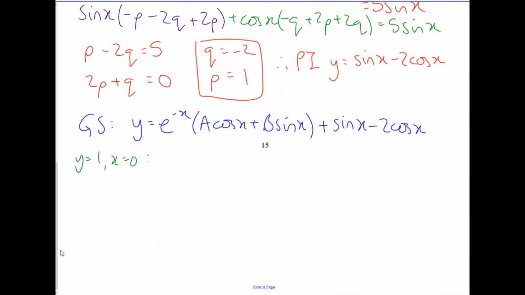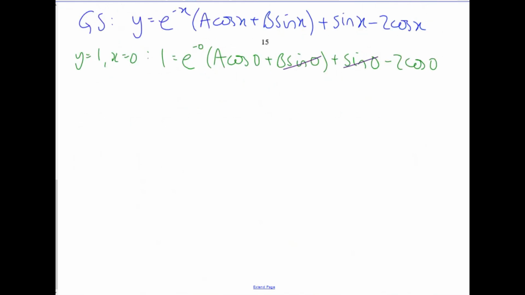So substituting those in. So y is 1, x is 0, so 1 equals e to the 0 times a cos 0 plus b sine 0, plus sine 0 minus 2 cos 0. A lot of it does end up being 0, so the sine zeros end up being 0. Cos 0 though is 1, so we get 1 equals e to the 0 is 1 as well. So this is just a, and then minus 2, which gives us a.